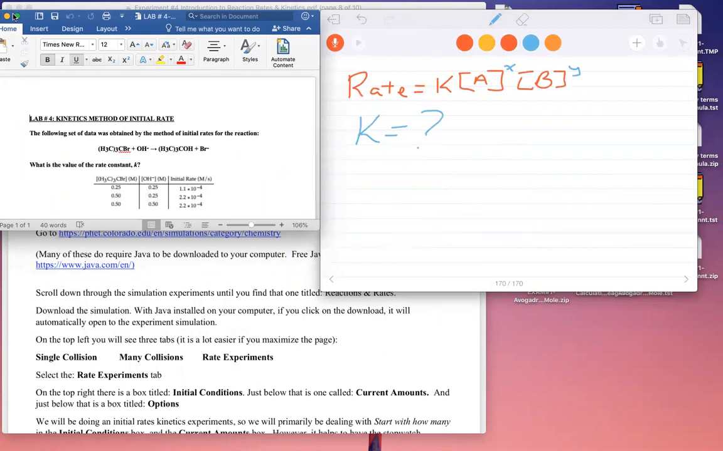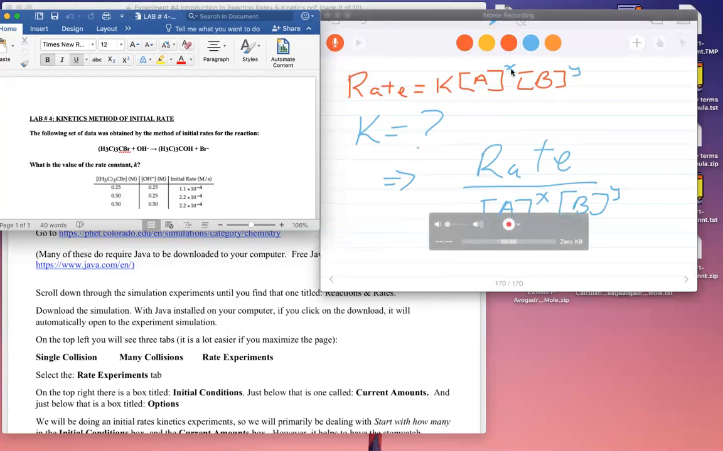Rate constant is given by rate, if we know the rate, divided by the concentration of A raised to X times the concentration of B raised to Y. For this problem, to find the rate constant, you have to find the value for X and Y, so that you plug it in this equation to get the rate constant. You know how to rearrange the equation to make it the subject of the formula.